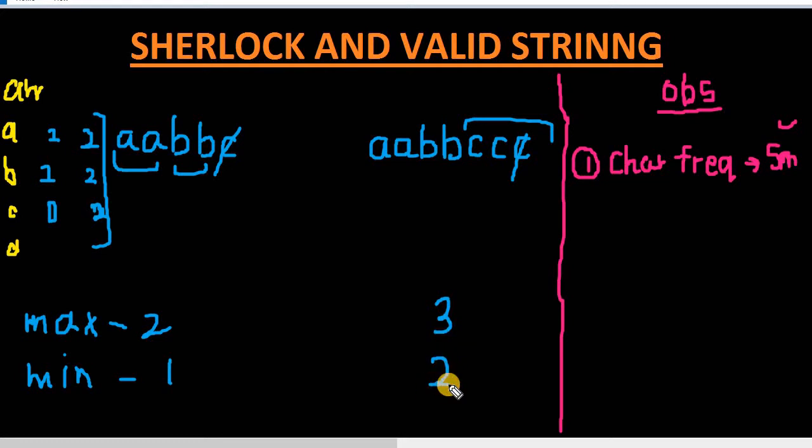So we can conclude that whenever the difference between maximum frequency and minimum frequency is only 1, we are not 100% guaranteeing that it is a valid string. However, we can make a valid string out of these cases. So we'll note this particular case: the difference between max and min. Let me write it here.